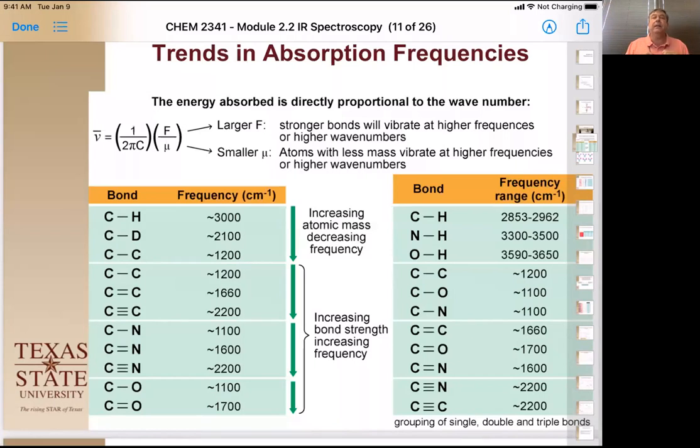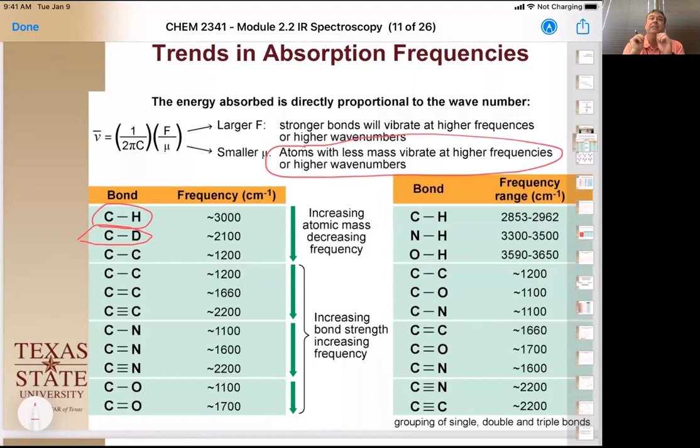The second thing that's affected is the mass of the atom. If you had a rock here and a feather here, and you put them on a spring, the feather is going to be doing all the motion, the rock's not going to move at all. And so that will also affect our frequency. So let's look first at the mass effect right here. In the mass effect, we have a carbon-hydrogen bond, and then we have a carbon-deuterium bond.